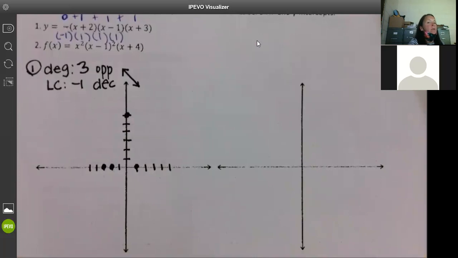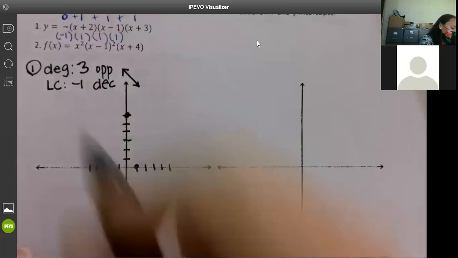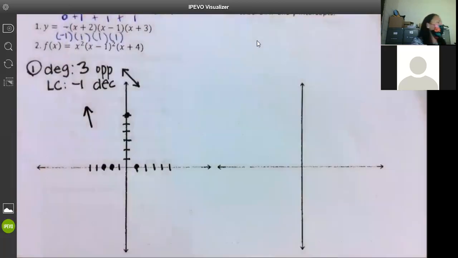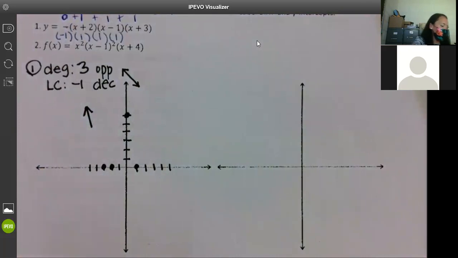All right. So what we said is because our degree was 3 and our leading coefficient was -1, it should start this way. Does everybody agree with that? It should end this way. Since nothing has a multiplicity greater than 1, it's all pass-throughs. And we'll talk about multiplicity in just a minute with the next one, okay? So anything with multiplicity of 1, it does not repeat itself, you just pass through it.